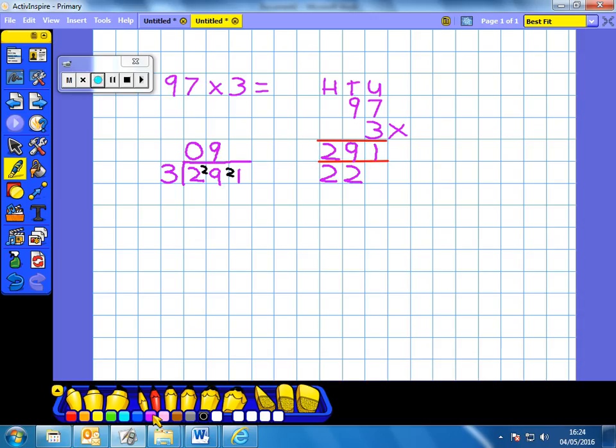And finally, how many 3s are in 21? And there are 7. Look at that. We must have done a super job because now we've checked and we're completely correct.